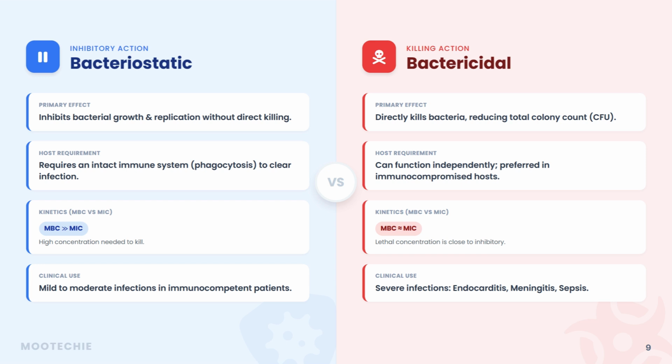On the right, under killing action, bactericidal, its primary effect is to directly kill bacteria, reducing the total colony count. The host requirement is low, it can function independently, making it preferred in immunocompromised hosts. For kinetics, the MBC is roughly equal to the MIC. The lethal concentration is close to the inhibitory. Therefore, its clinical use is for severe infections like endocarditis, meningitis, and sepsis. This side-by-side view really crystallizes the practical differences you need to know.